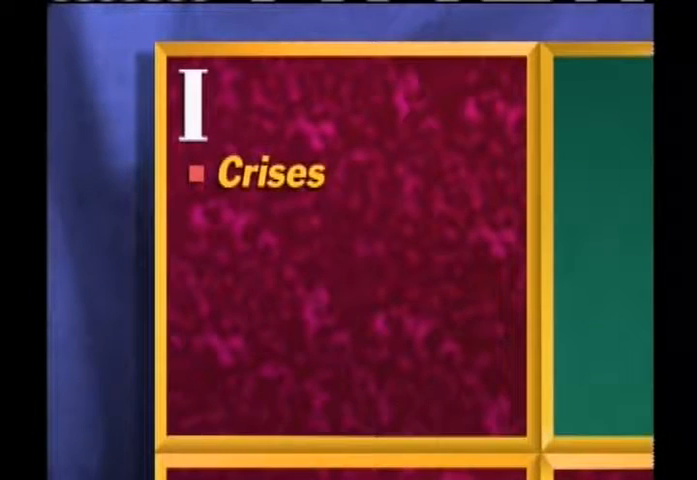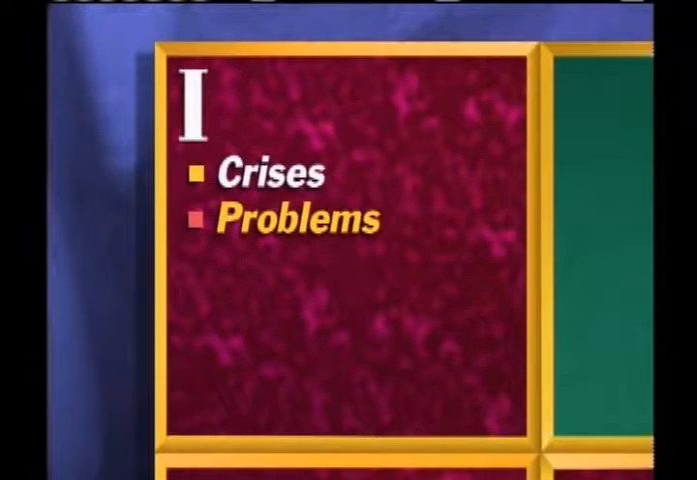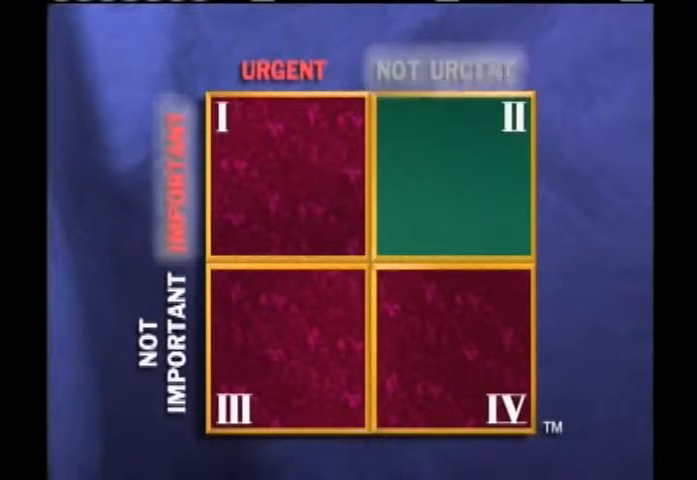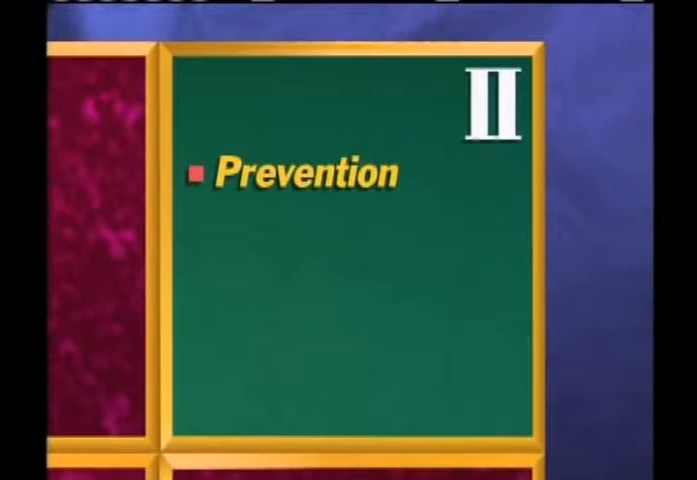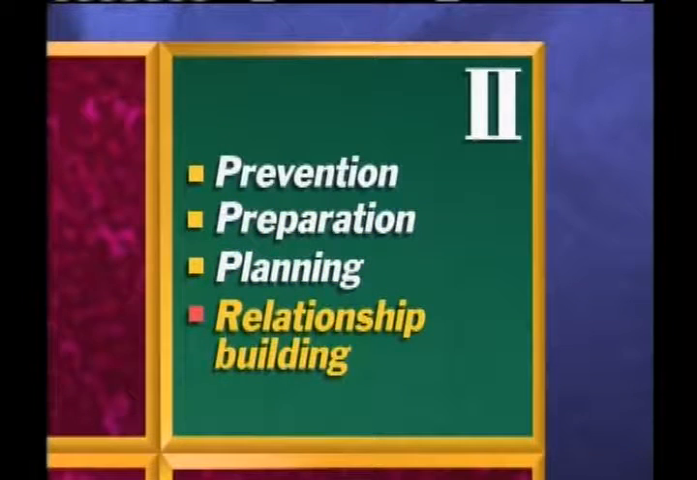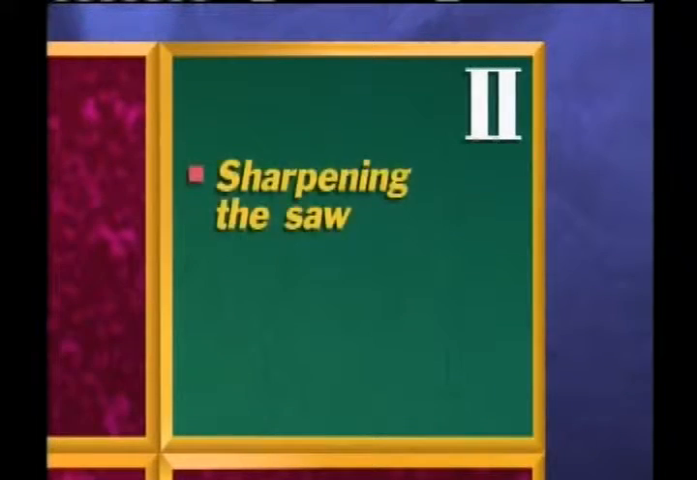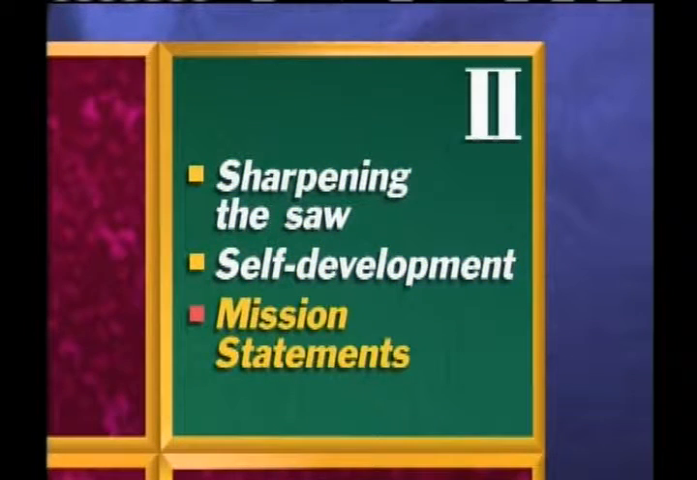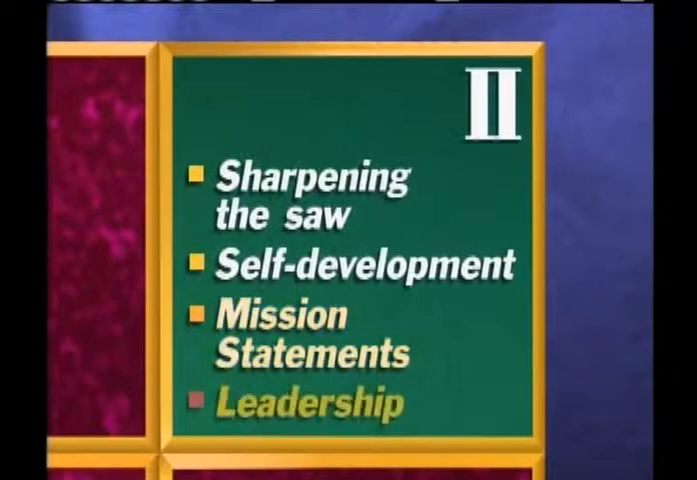Quadrant 1 is where you tend to move toward crisis, toward problems. If you're not in that meeting, you'll have a problem. So it's a quadrant 1. You have to be in that meeting. So it's either a present problem or a problem in the making if you neglect it. Quadrant 2 is not urgent, but it is important. Prevention, preparation, planning, relationship building, empowerment, sharpening the saw, self-development, setting up mission statements. Quadrant 2 is the leadership quadrant.